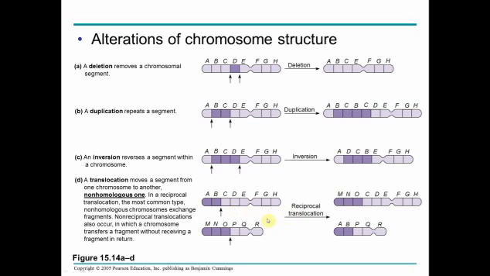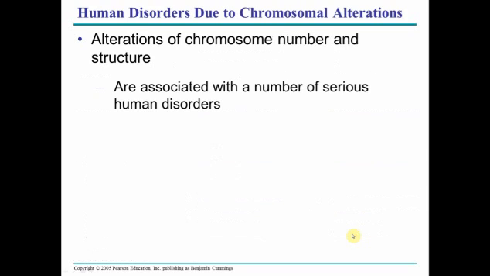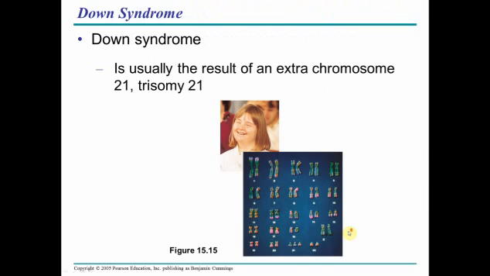And here you see translocation. This is a non-homologous chromatid, and A and B get flipped with MNO. Here a breakage occurs in both, they crisscross. And now this gene carries MNO and this gene carries AB. That's called translocation. So what kinds of disorders are associated with this?